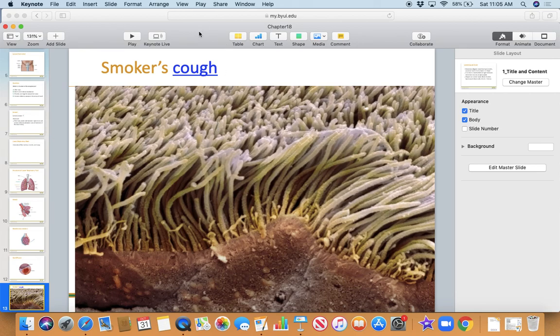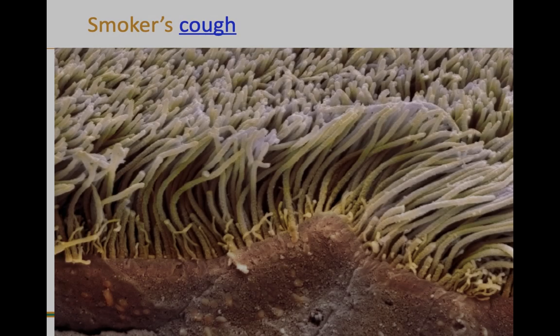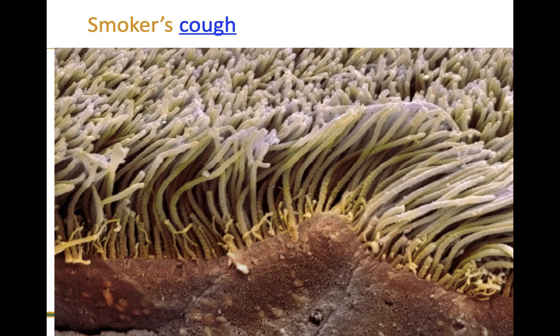Alright, next we need to know about the smoker's cough. If you look at the cells lining the trachea and the bronchi, they have these cilia, and we're going to watch this video that explains what the cilia do.